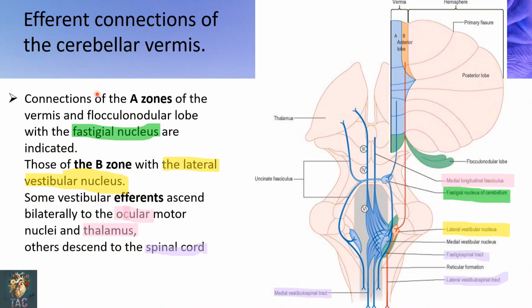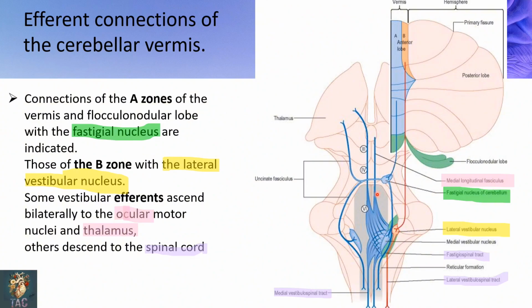Then connections of the A zone of the vermis and flocculonodular lobe with the vestibular nucleus are indicated here. Here you can see the flocculonodular lobe and the vestibular nucleus. Then the B zone with the lateral vestibular nucleus. Then again you can see the medial longitudinal fasciculus, which is present over here.